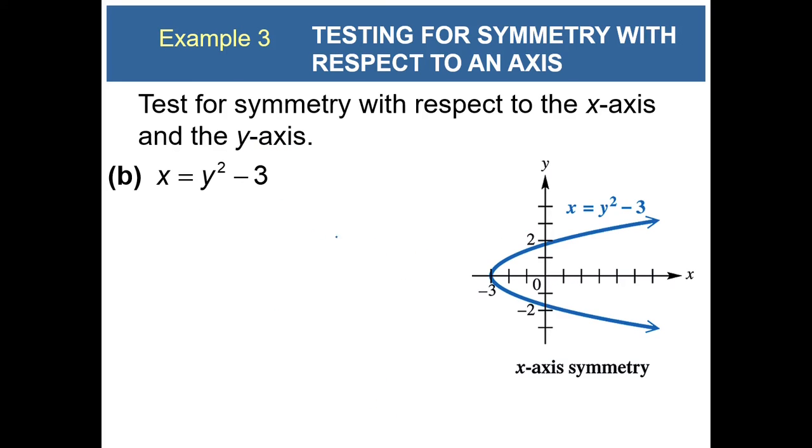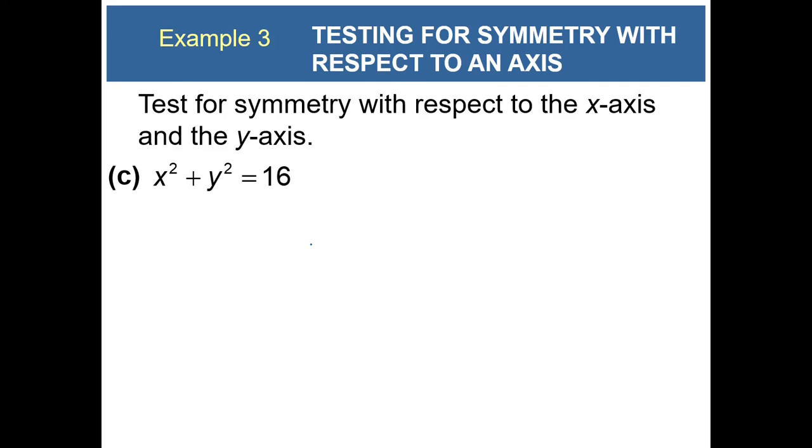Here is the graph for x equals y squared minus 3. And you can clearly see that we do have symmetry about the x-axis. It's a mirror reflection, but no symmetry about the y-axis. If you want to graph these on a computer, go to desmos.com. It's a really good website to graph these functions.